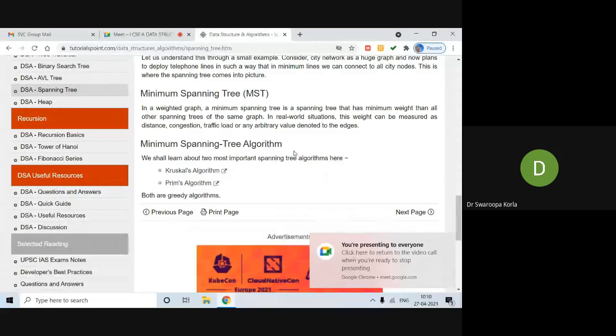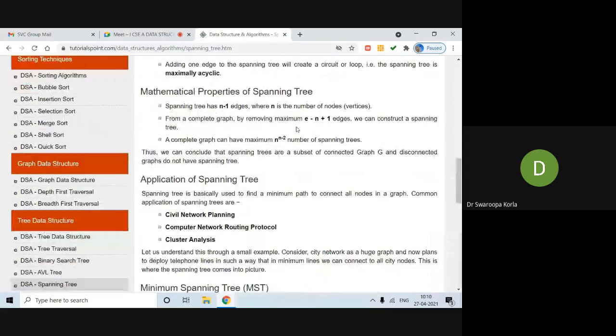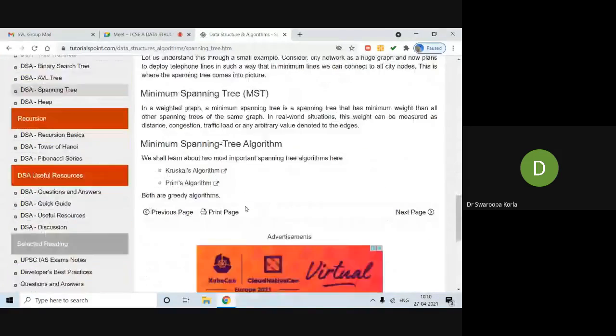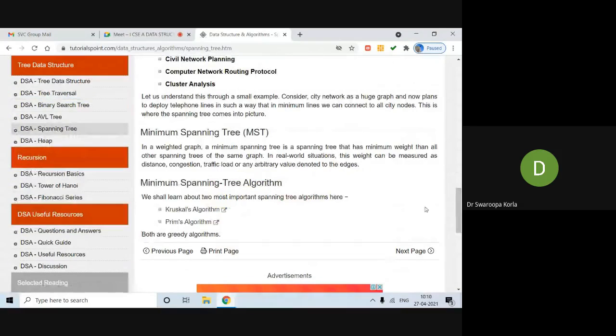Okay, see, these are all real world applications where we can use MST, I am saying. Just like civil network planning and computer network routing protocols, cluster analysis. In real world cases, we can use it to measure generally the distance, congestion, and traffic load. Let it be like that, okay.